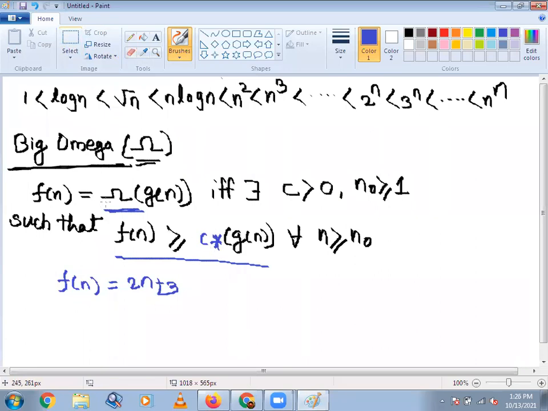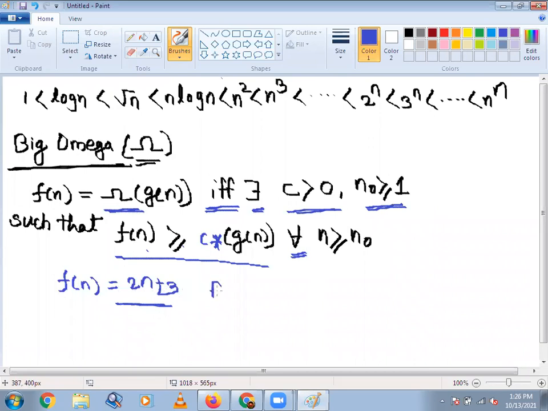f of n is equal to omega of g of n if and only if there exist two positive constants c and n0 such that c is greater than 0 and n0 is greater than 1, and f of n is always greater than or equal to c into g of n for all values of n where n is greater than or equal to 1. Okay, so we are going to see the example. f of n is equal to 2n plus 3.